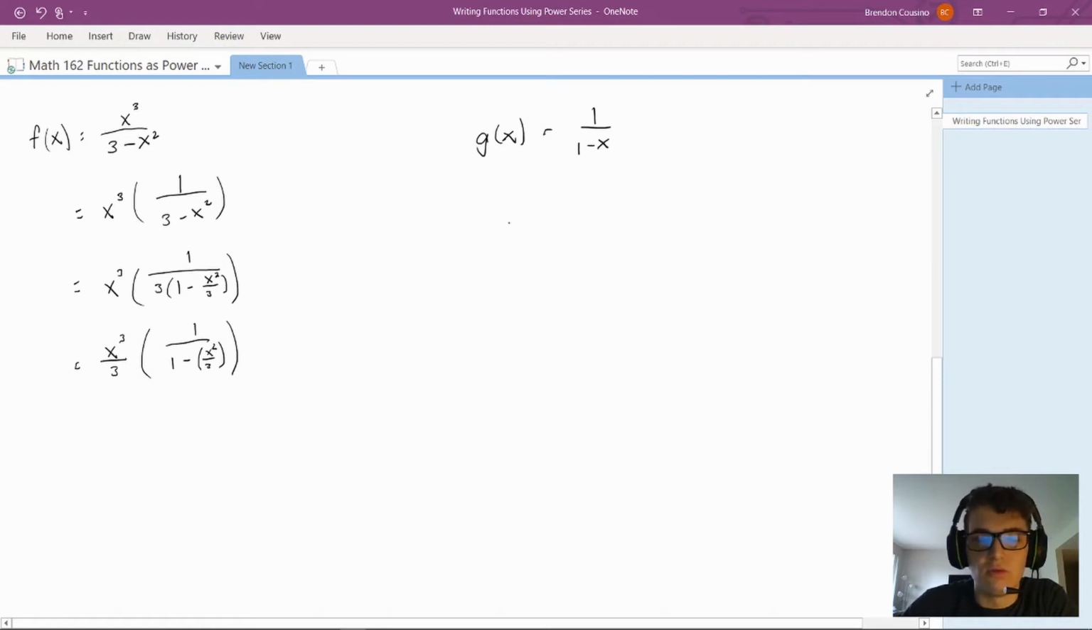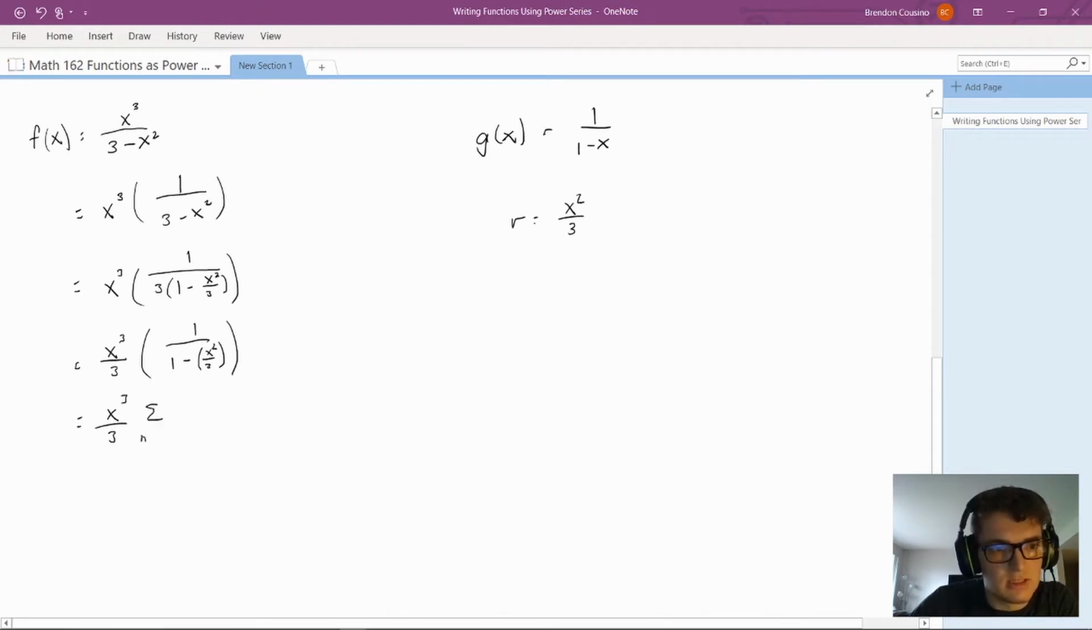So for our interval of convergence, what we'll do after we represent this function as a power series, we're going to use this. So r is equal to x squared divided by 3. Okay, so now let's go ahead and continue with this. So this is going to be x cubed divided by 3, and now we can write this as a power series.